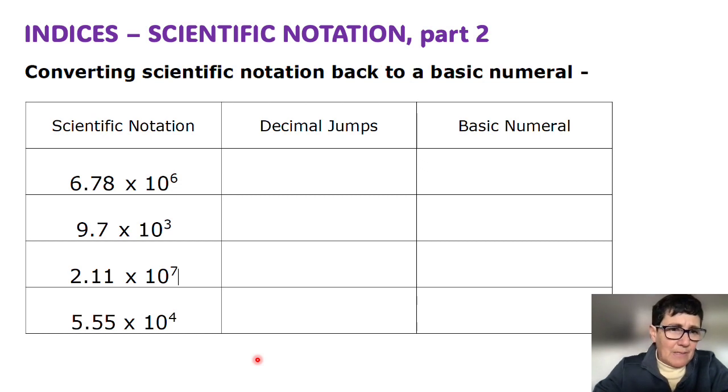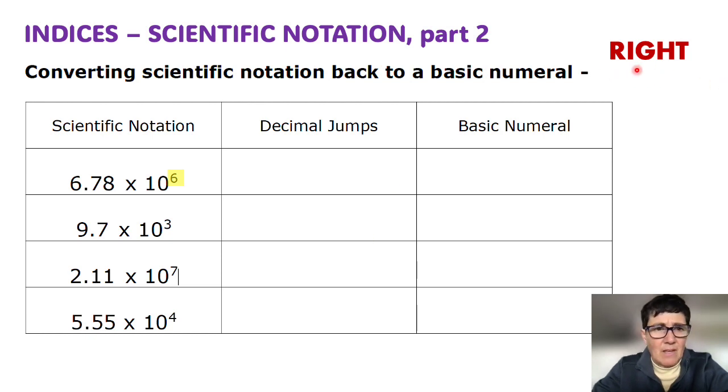So the first thing I'm going to look at, these are all positive indices, okay? So all of those, like that 6, are positive, so we're going to move the decimal point to the right. There's 6 there, so we're going to go 6 jumps to the right. Sounds like a song, doesn't it? Everyone goes 6 jumps to the right. Anyway, so we do our 6 jumps to the right. What might that look like?